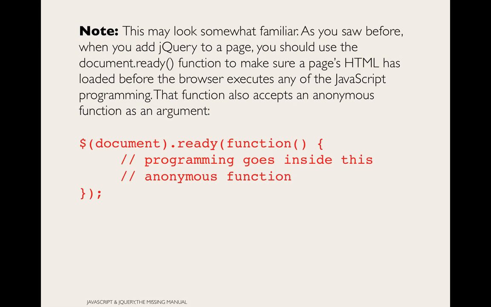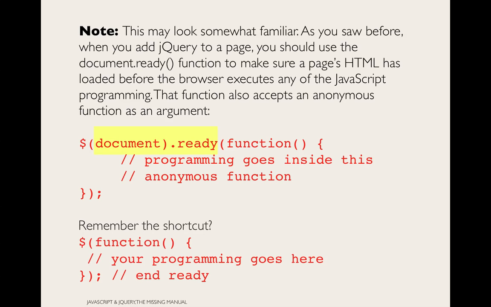So this may look somewhat familiar. As you saw before, when you add jQuery to a page, you should use the document.ready function just to make sure the HTML is loaded before the browser executes any of the JavaScript programming. The function also accepts an anonymous function as an argument. Here we go with our anonymous function again. Remember our shortcut? It looks very similar to that anonymous function.